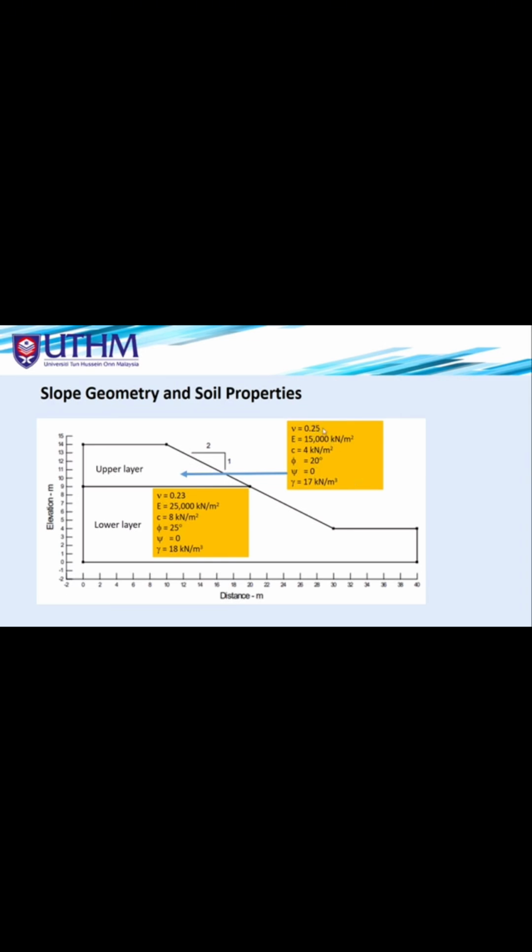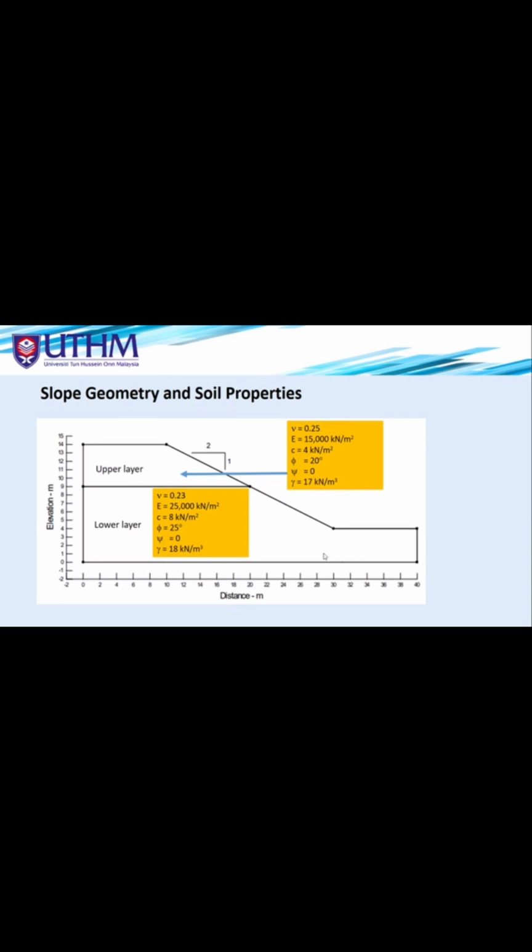We have to know the Poisson ratio, the Young modulus, the cohesion, the friction angle, and the dilation angle. These are the parameters for layer 1, the upper layer, and these are the parameters for the lower layer. The gradient is 45 degrees, and the length of the slope is 40 meters. We want to model, sketch, and then analyze it in Plaxis 2D, right?